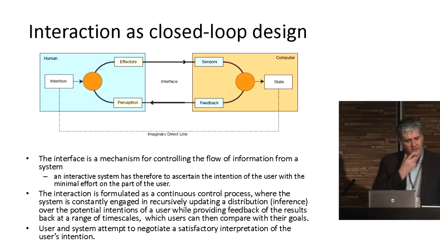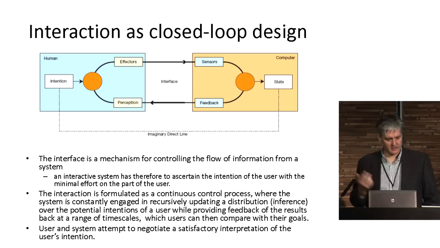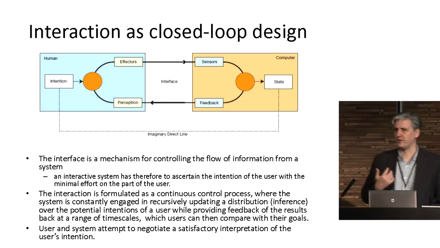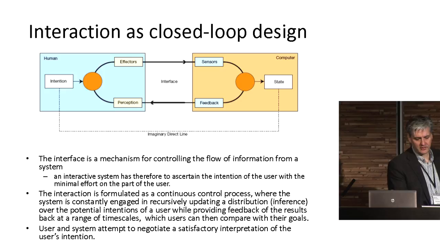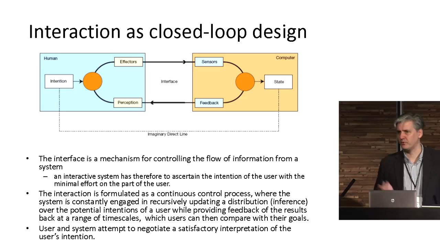So you've got a human, they've got some intention, they've got effectors, let's say a hand, they can wave it, they can move it. The system they're engaging with has sensors, that might be a button, it might be an accelerometer, it might be a Kinect. And the computer has a state, and it can feed back that state to the user, who can perceive it somehow and see how that compares with what they wanted the state of the world to be. You might imagine that a perfect interface would be a direct line where you just have an intention and the computer moves into that state. That's maybe not quite true, because there are sometimes things the computer knows that you don't know, and that might be important in you changing your intentions.